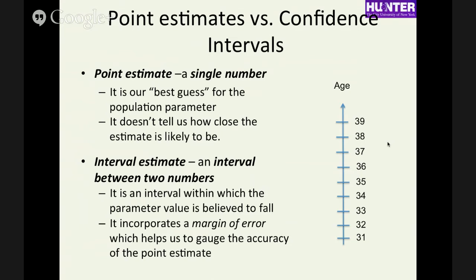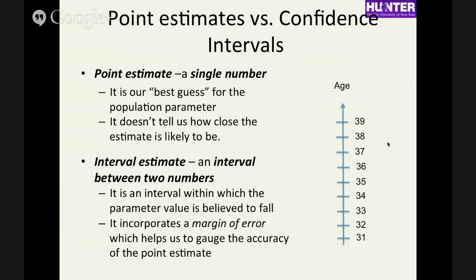So the interval estimate has a middle, which is probably where you think the answer most likely is, not necessarily, but it also incorporates something called a margin of error, and that is the amount of error on either side of a point estimate that you consider to be plausible.